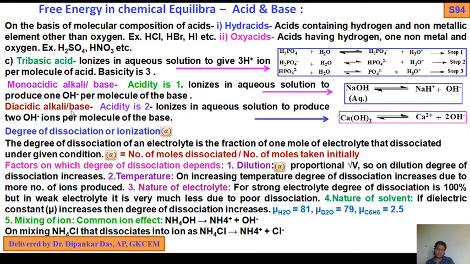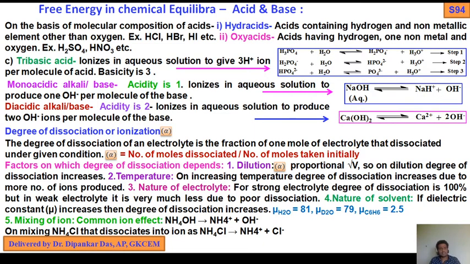In case of acid, monobasic. In case of base, monoacidic alkali, that is acidity is 1. So sodium hydroxide gives one OH minus ion. It should be Na plus, not NaH plus. By mistake it has been written as NaH plus. It should be Na plus, that I will correct. Okay. So it will be Na plus plus OH minus. That means it will produce one OH minus ion.